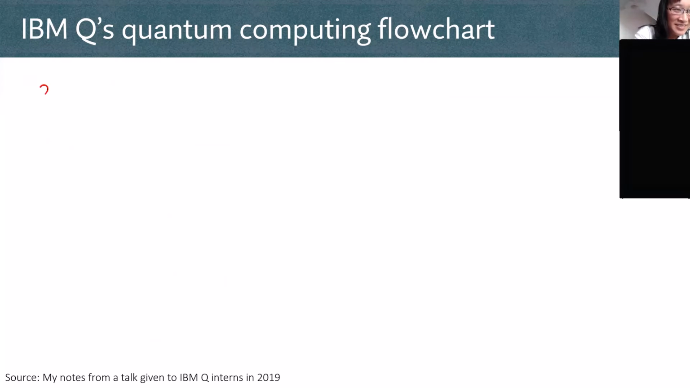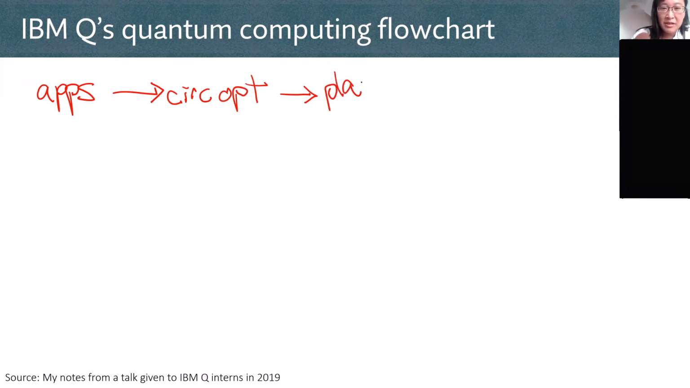Let's see if I can do this quickly. So your applications, say like Qiskit Aqua, goes to a circuit optimizer. And then you have placement and routing. So the qubits that you have, the logical qubits, they actually have to be a physical qubit on hardware. And so this is where placement and routing happens. Not only do you have to place the qubits, but the qubits you want to do gates on might not be adjacent to each other.